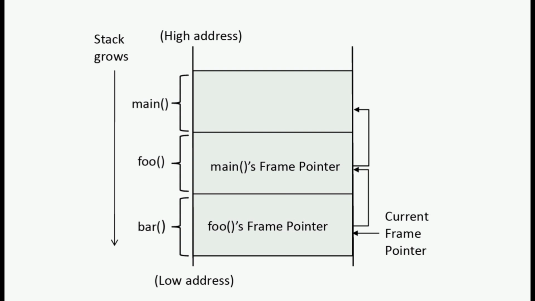After foo completes, the main function continues execution. Once the main function finishes, the program terminates. Here, each function stack frame is stored sequentially. The current frame pointer tracks the top of the stack.